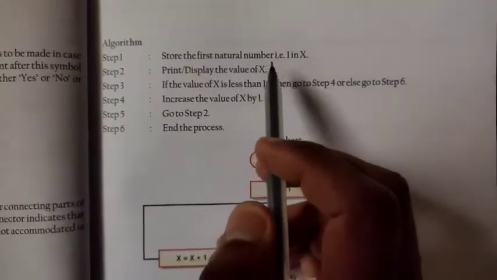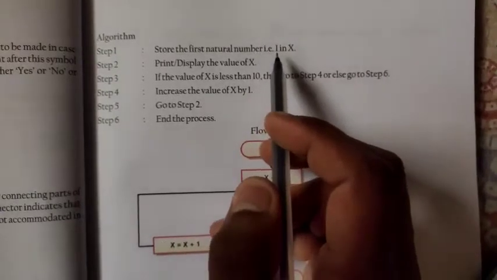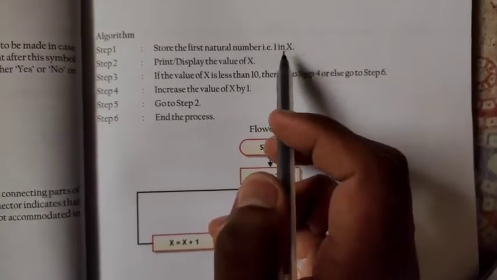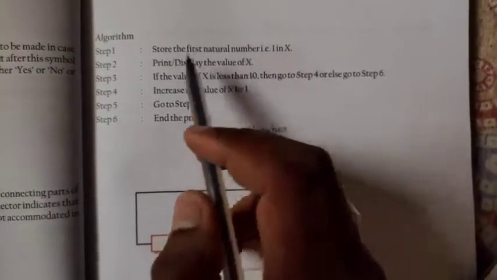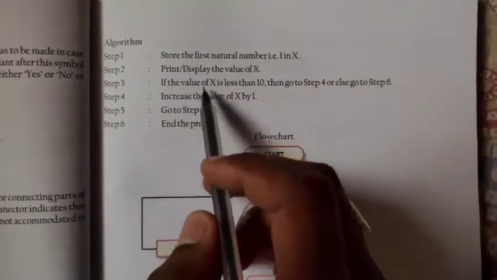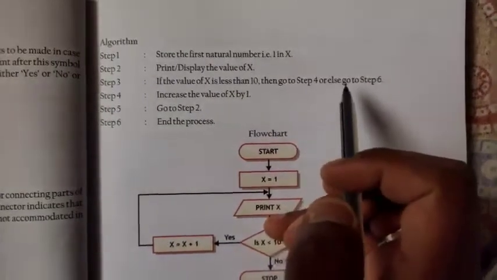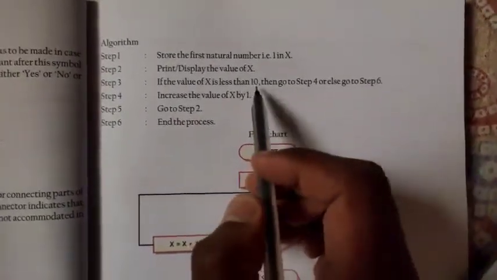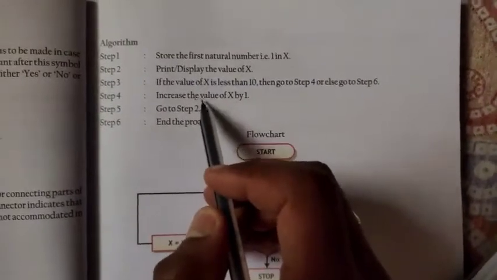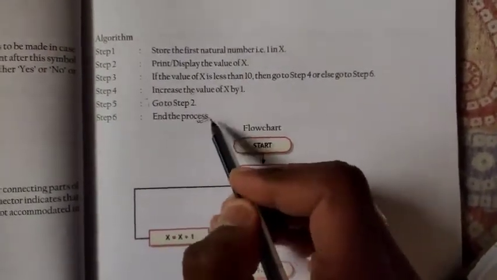The algorithm is: first, store the first natural number, that is 1, in x. One natural number we have to store, that will be stored in a variable x. Second, print or display the value of x. Third, if the value of x is less than 10, then go to step 4, or else go to step 6. If the value is less than 10, it will come here. If it is greater, it will skip these two steps and we have to come here.